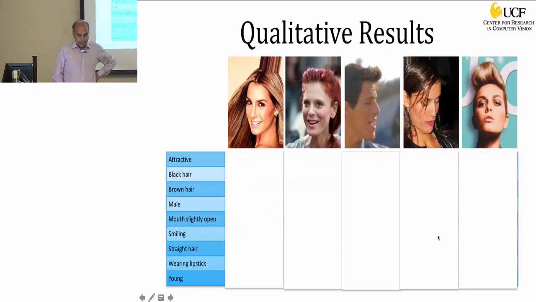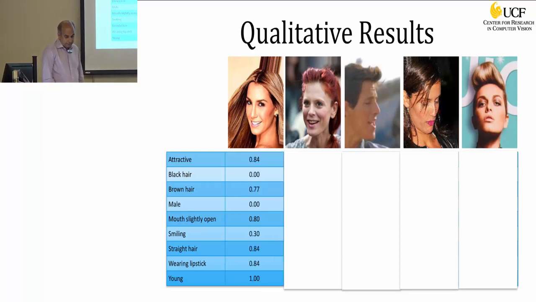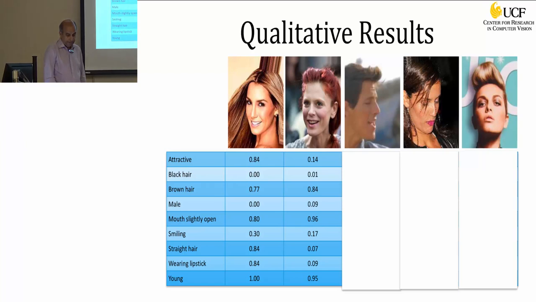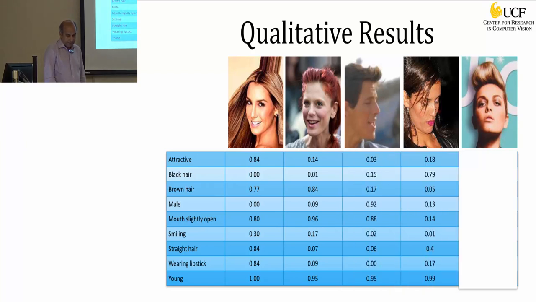So these are the qualitative results. We picked some of these top attributes, like attractive, black hair, brown hair, and so on, and these are the numbers. These numbers are between 0 and 1. And I think you will agree that they make sense.